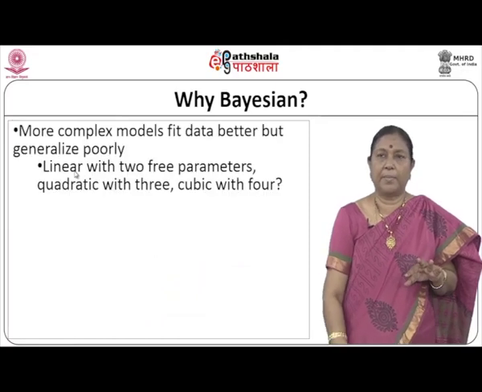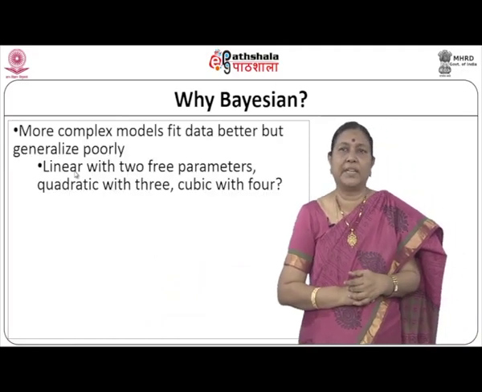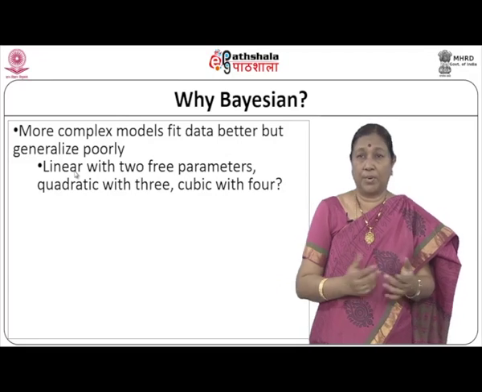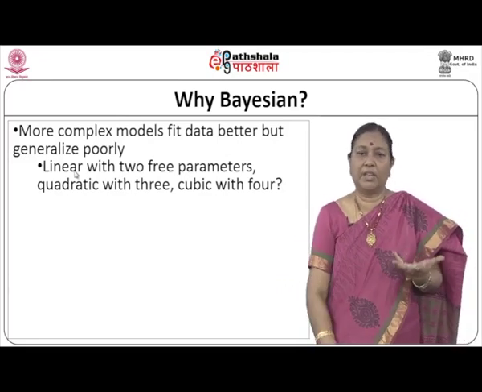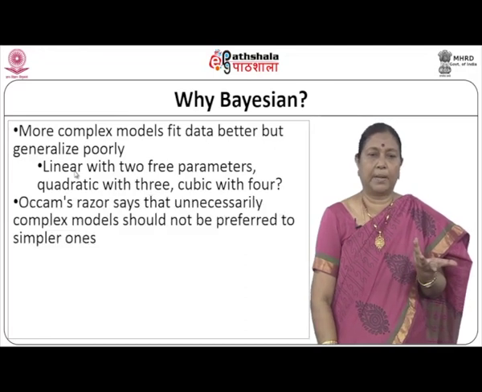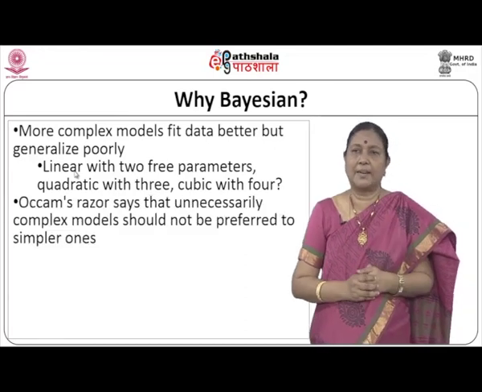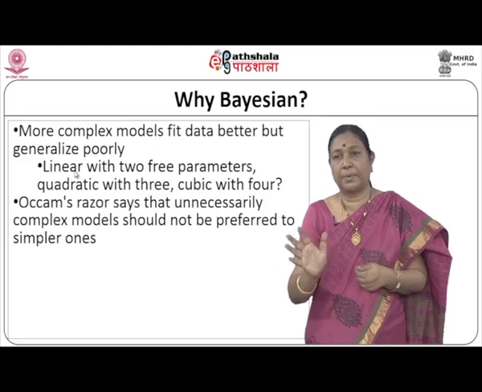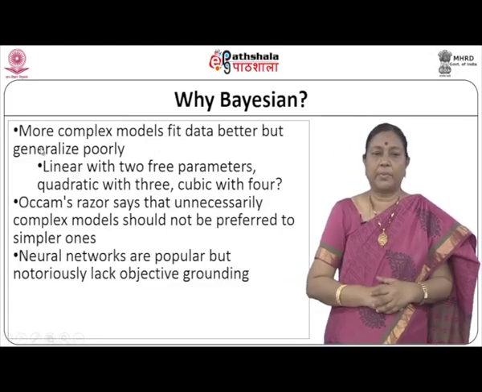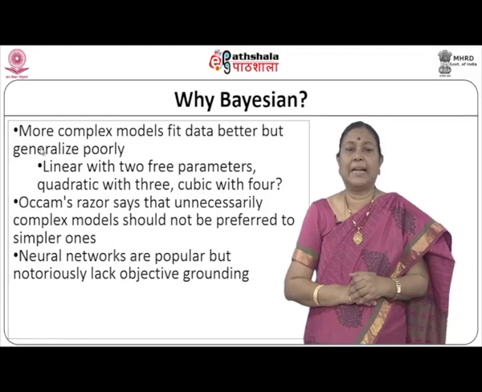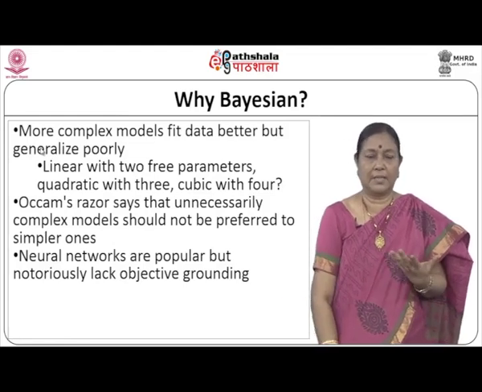So, why do you go for Bayesian? More complex models fit data better, but generalize poorly. Linear with 2 free parameters, quadratic with 3, cubic with 4, what happens? Occam's razor says that unnecessarily complex models should not be preferred to simpler ones. That is the fundamental of Occam's razor. Neural networks are popular, but notoriously lack objective grounding. That means it does not have that.